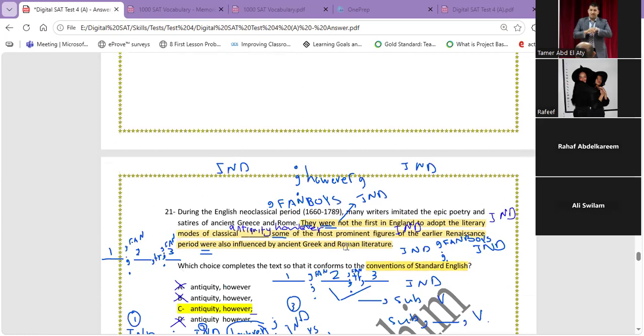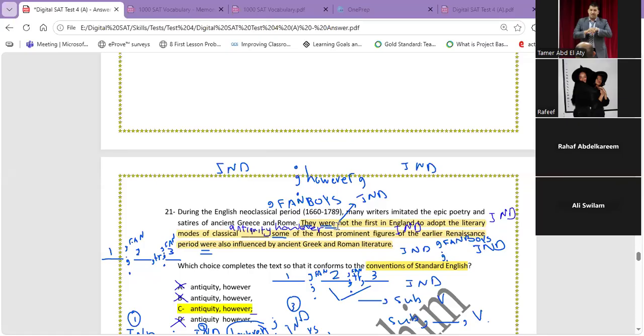21. This is one of the complicated ones that you have to keep in your mind when you are analyzing. Okay. We have antiquity, comma, however, and the "however" is a transition to show contradiction. Antiquity, comma, however, comma. Antiquity, comma, however, semicolon. Antiquity, however, comma. So let's find the missing part.